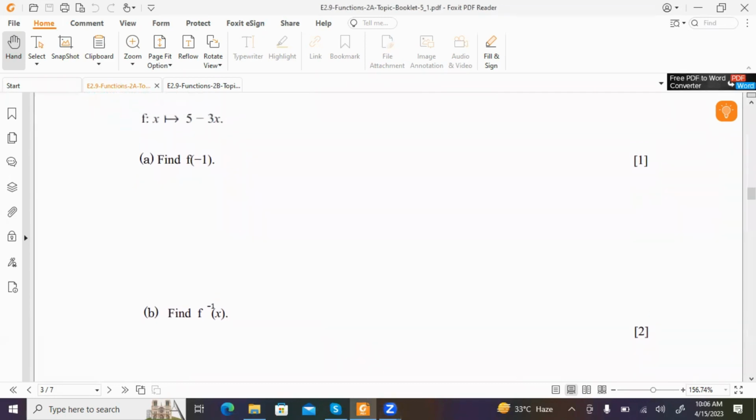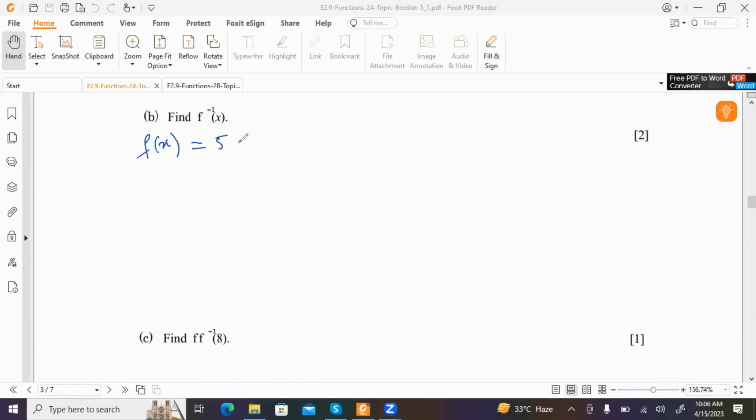Then in the next part, they're asking us to find the inverse. So the original function is 5 minus 3x. We're going to repeat the same steps. We first replace f of x with y.